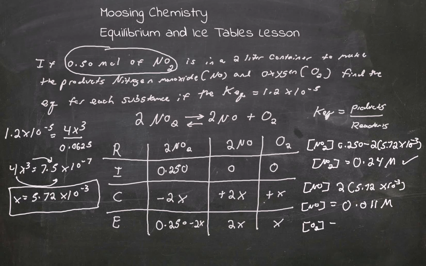Last but not least, our O2 value. Well, notice that it was just x, right? It's just x. So that's simply the answer. It would be 0.00572 molarity, or you could write 5.72 times 10 to the negative 3 molarity. So these answers are right.